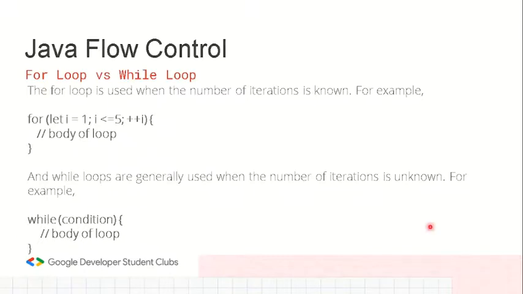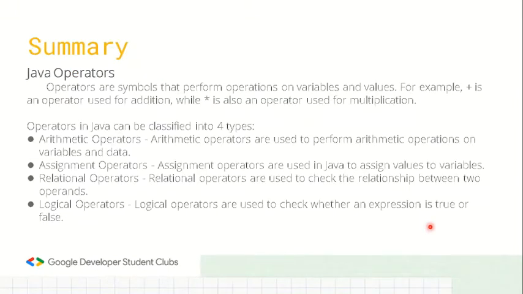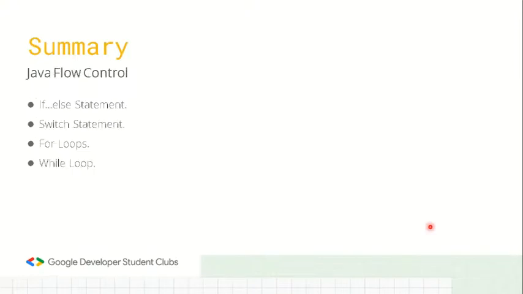So we finally reached the end of our discussion. To summarize, we've discussed Java operators. Operators are symbols that perform operations on variables and values. So for example, we have plus for addition and star for multiplication. We've discussed 4 types of operators in Java, namely the arithmetic operators, assignment operators, relational operators, and logical operators. And we've also discussed the Java flow control, the decision statements, the if, else, and switch statements, and the loops, the for loops and while loops.